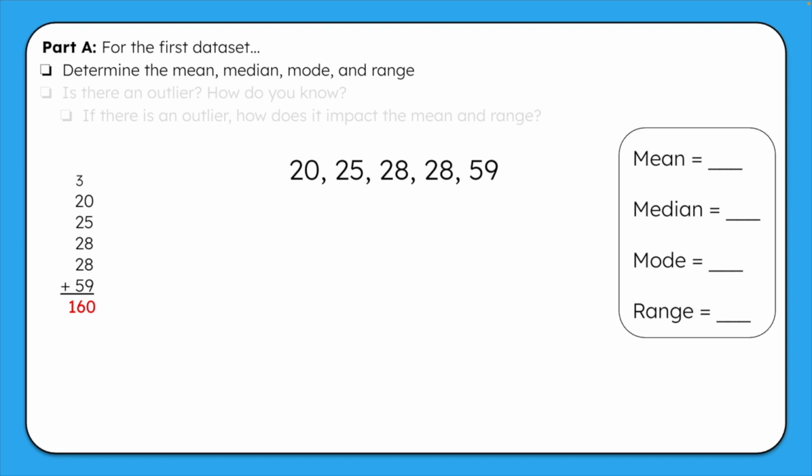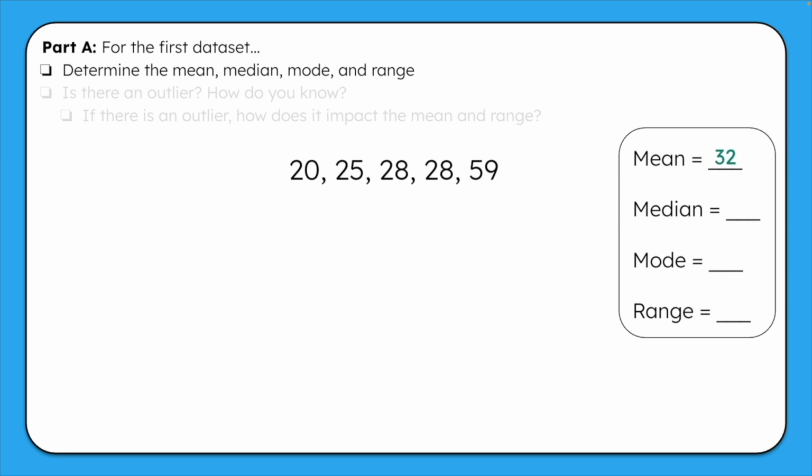Now, to find the average, we need to divide by how many numbers are in the dataset. There are 5 values in the dataset, so the next step is to divide 160 by 5. 5 goes into 160 32 times, so the mean is 32.